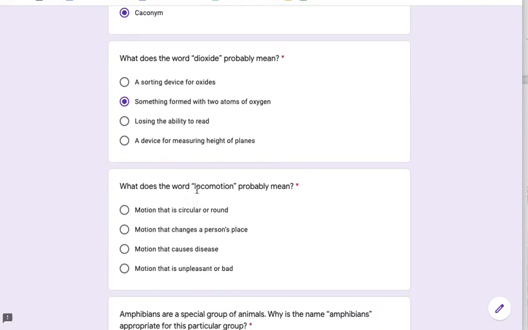What does the word locomotion probably mean? I know that loco means move, right? Or change, place? Place, right? Loco means place. I'm sorry, loc means place. Motion that is circular. Motion that changes a person's place. That seems like a hint. Motion that causes disease. It's got to be that one, right?